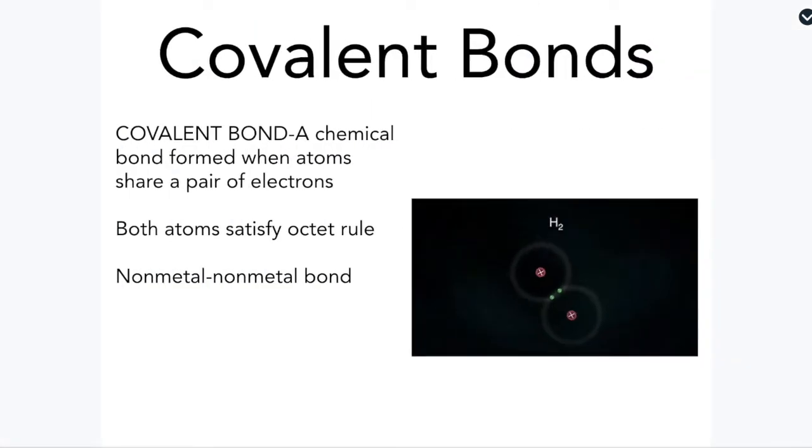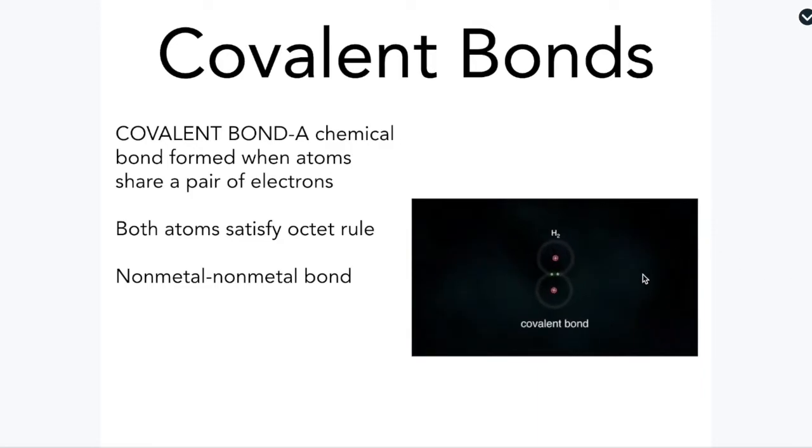All right, so what is a covalent bond? It is a chemical bond formed when atoms share a pair of electrons. So we are still trying to satisfy the octet rule, that rule that atoms want to have the same electron configuration as a noble gas. Instead of one atom taking an electron from another, these atoms share the electrons, and both of them now have access to that electron.